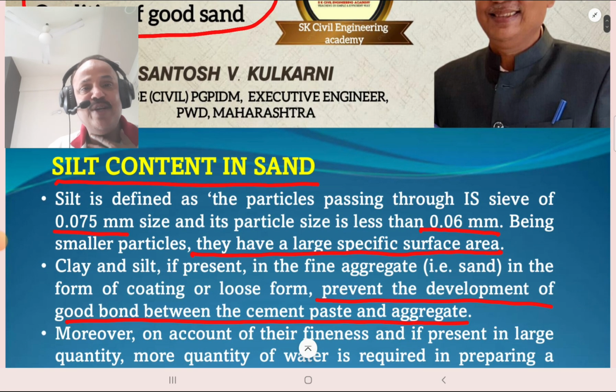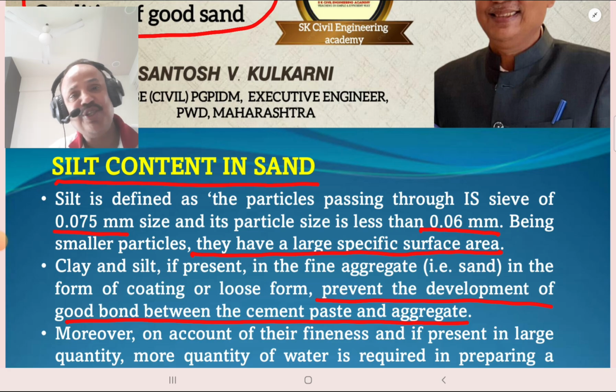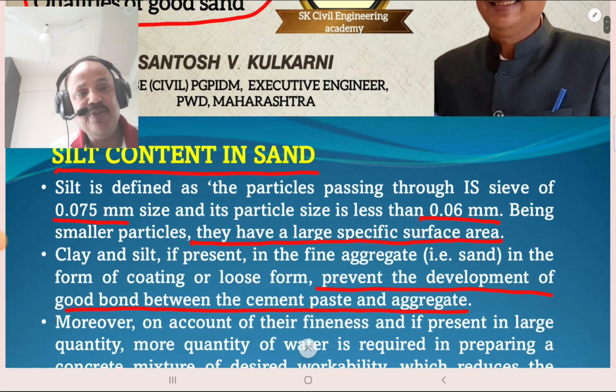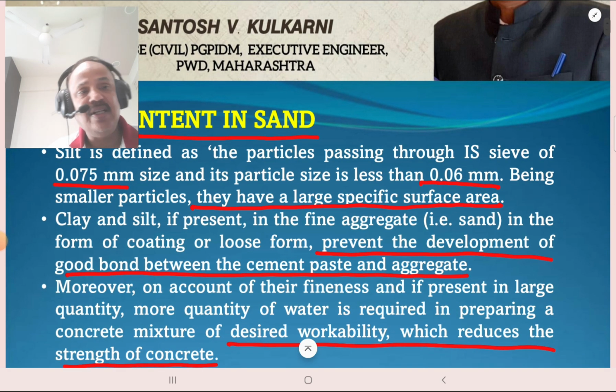First of all, we are going to discuss the silt content in the sand. Silt is defined as the particle passing through IS sieve of 0.075 mm size, meaning 75 micron size, and its particle size is less than 0.06 mm. Being smaller particles, they have large specific surface area. It is very important. Size of silt is less than 0.06 mm.